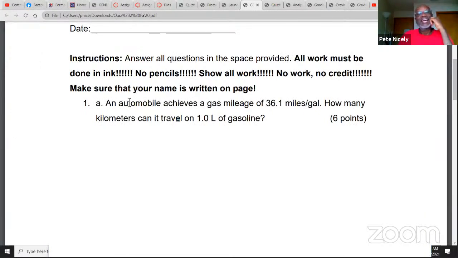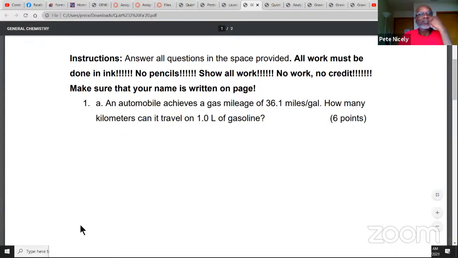Question 1A says an automobile achieves a gas mileage of 36.1 miles per gallon. How many kilometers can it travel on 1.0 liter of gasoline? All right. So any ideas as to how you could approach this problem here?